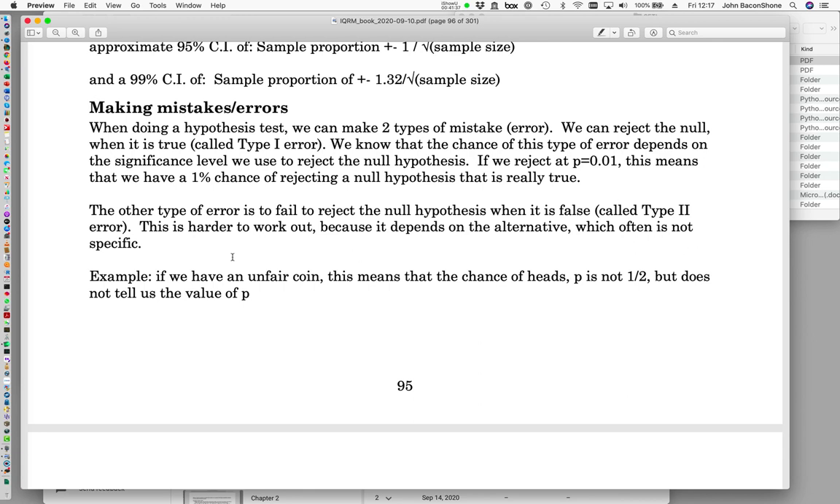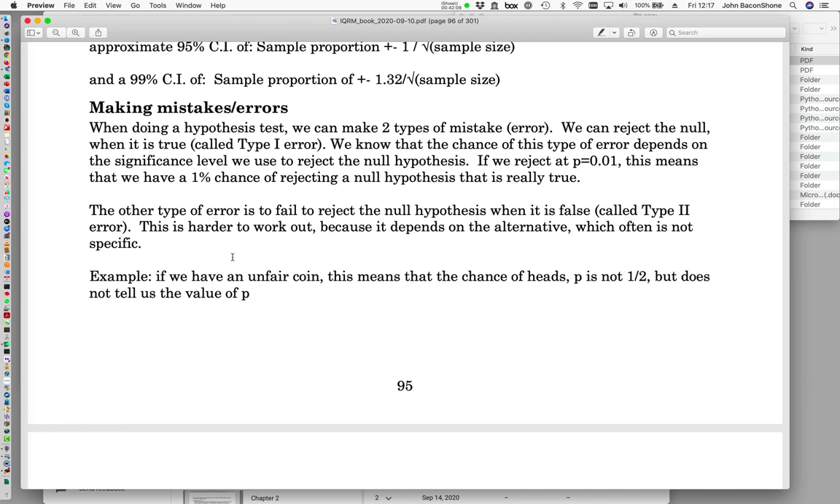So if we reject at a significance level of 1%, that means we have a 1% chance of rejecting the null hypothesis that's really true. In other words, we have a 1% chance of a type 1 error. So in hypothesis testing, that's the relatively straightforward part, because we have some idea about how large is the chance of making a type 1 error. But that's only one of the types of mistake we can make.